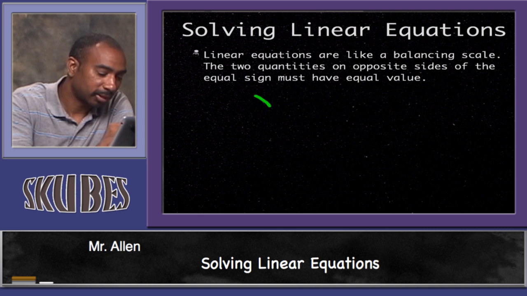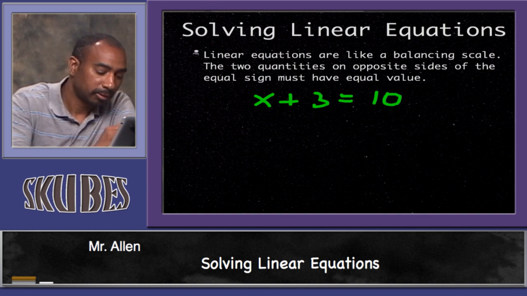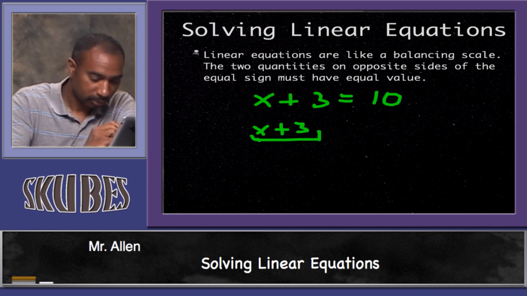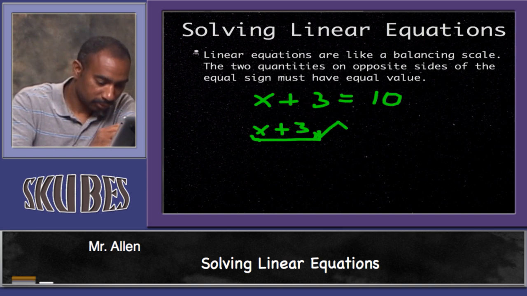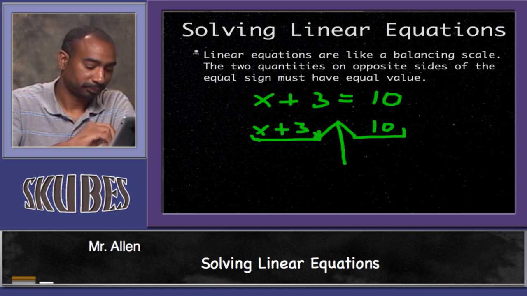For example, x plus 3 equals 10. You could think of it as x plus 3, and we're on a little scale here, and it has to stay balanced with this. It can't tilt, it has to stay balanced.